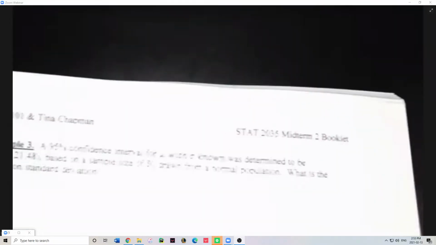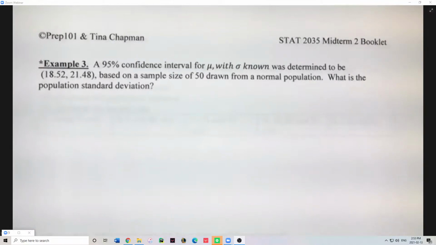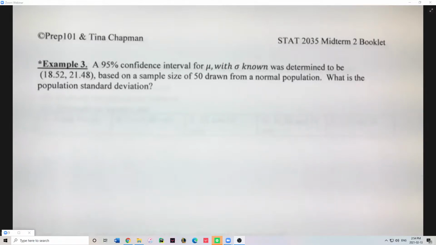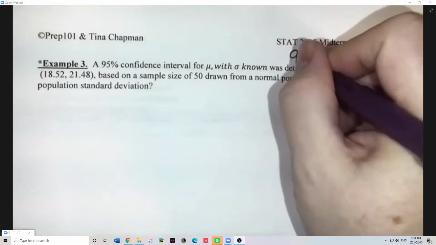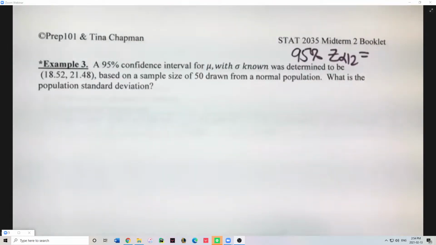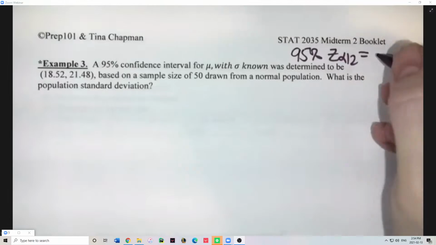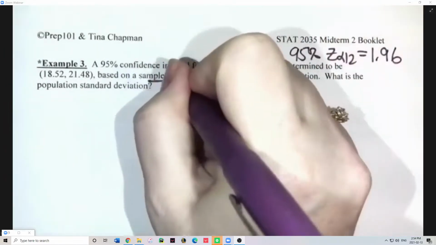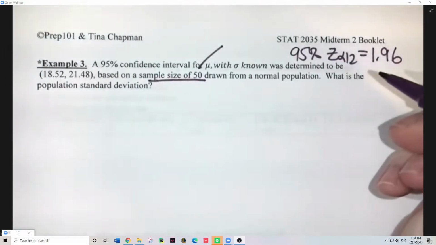So number 3, a 95% confidence interval for mu with sigma known was determined to be 18.52 to 21.48, based on a sample size of 50 drawn from a normal population. What is the population standard deviation? Okay, so 95%. Look up your critical Z on the bottom of your t-table for 95%. So it should be 1.96. We have a sample size of 50. So what letter is that?